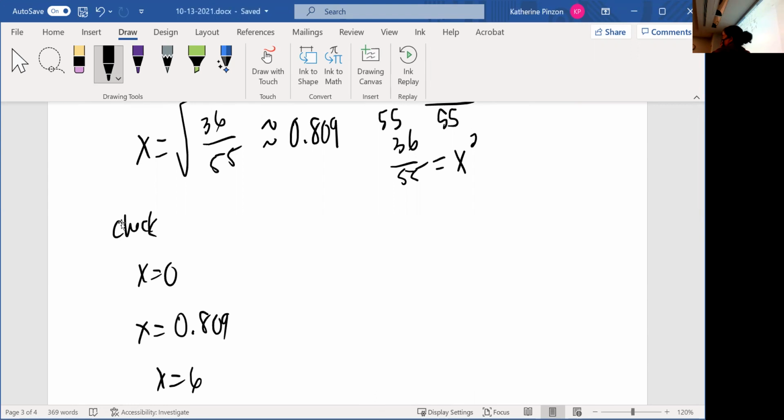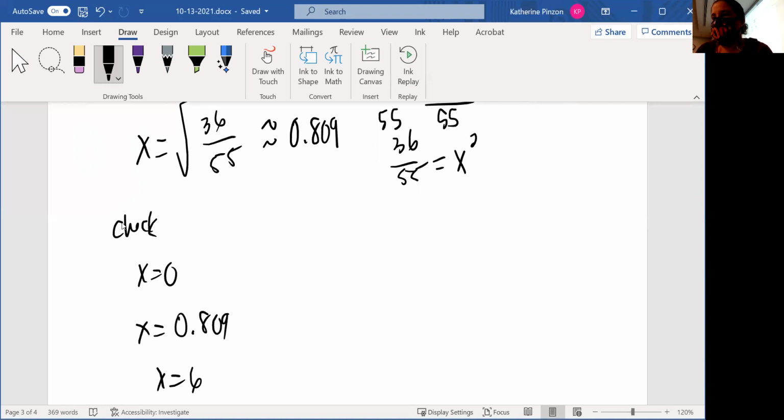You're plugging in. What am I looking for? I'm looking for the distance that will minimize the time. So where should I check these numbers? In the time equation, right? I should check these numbers in the time equation. The number that gives me the highest is going to be the maximum. The number that gives me the lowest is going to be the minimum. So I'm going to take these 3 numbers, I'm going to plug them into the time equation.